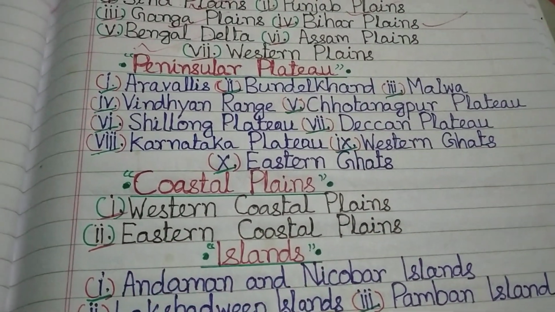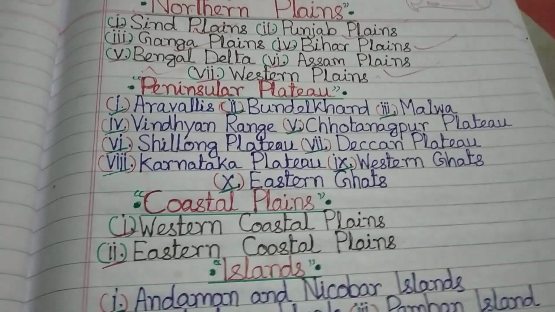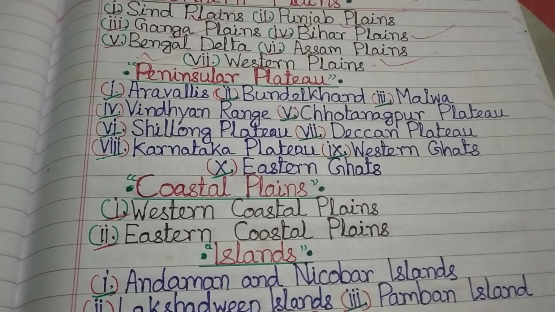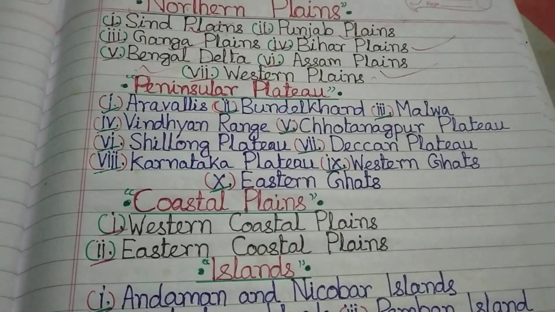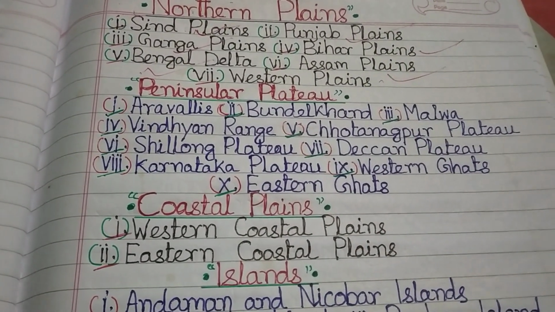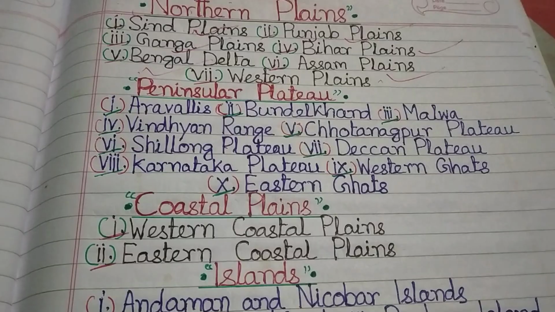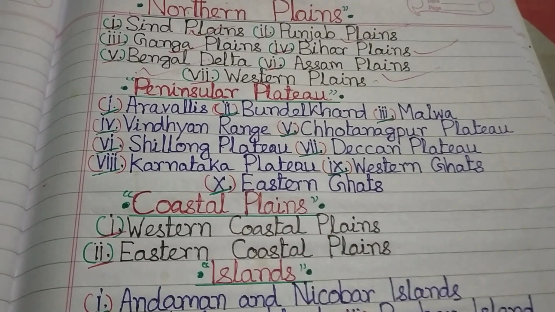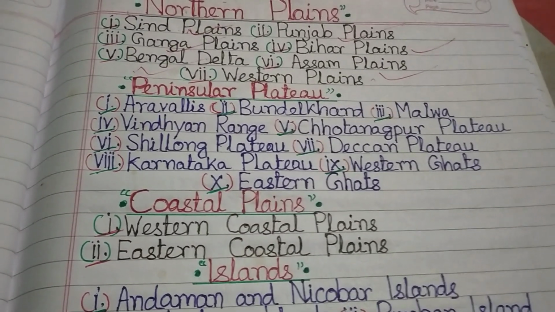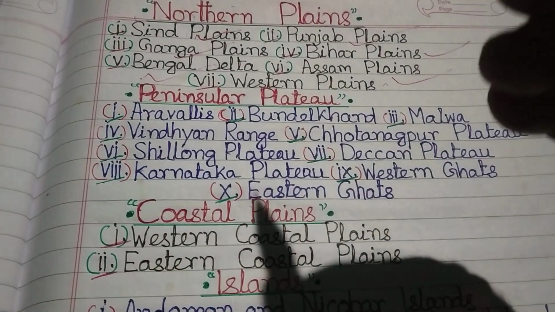And now we'll discuss the next northern plain, that is the Assam plains. This section extends from Dhubri to Sadiya for about 640 kilometers with an average width of 100 kilometers. It is chiefly made of detrital terraces of the Brahmaputra river and its tributaries.